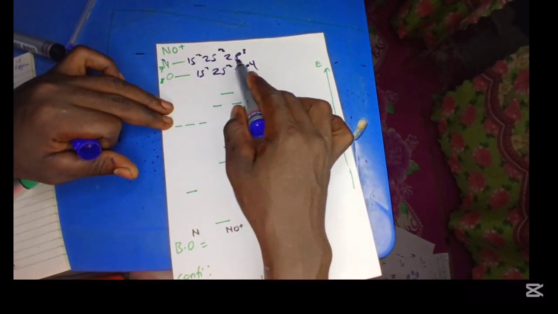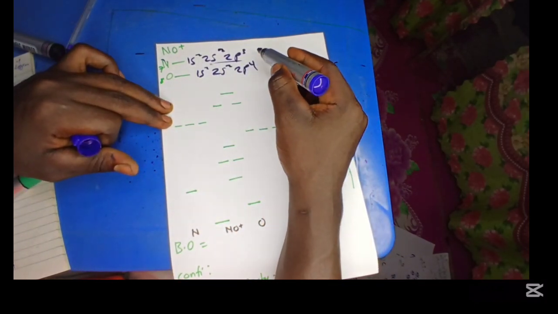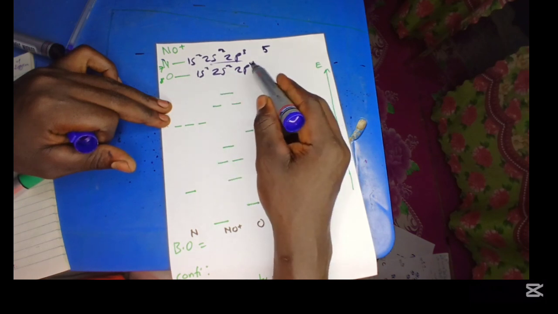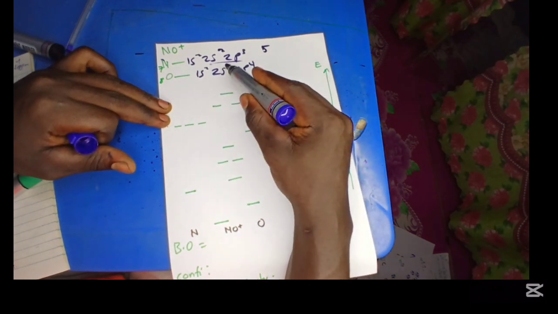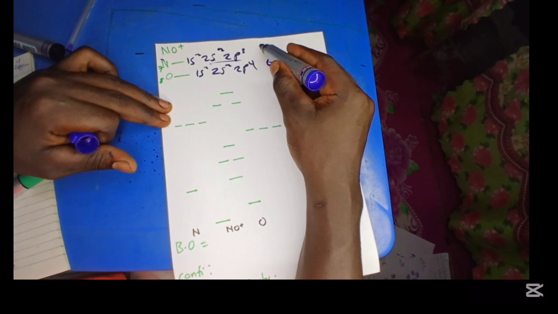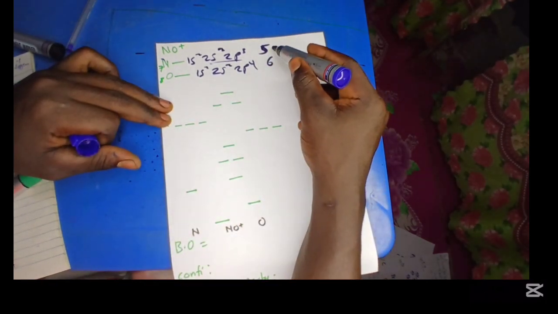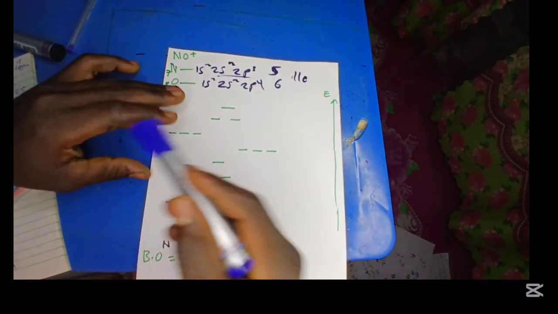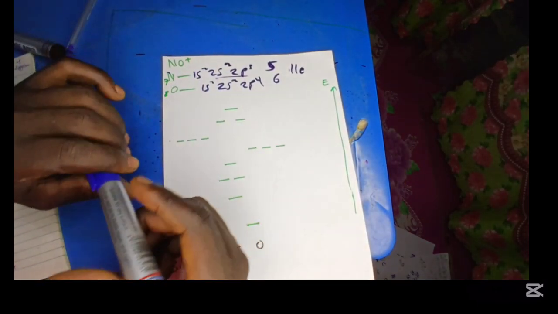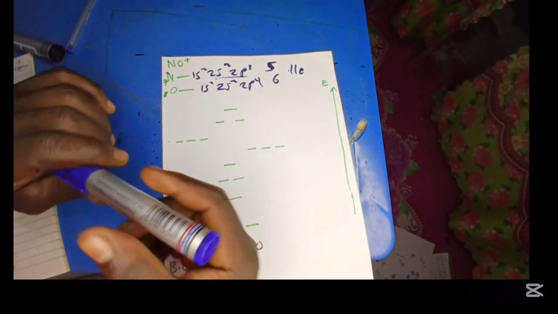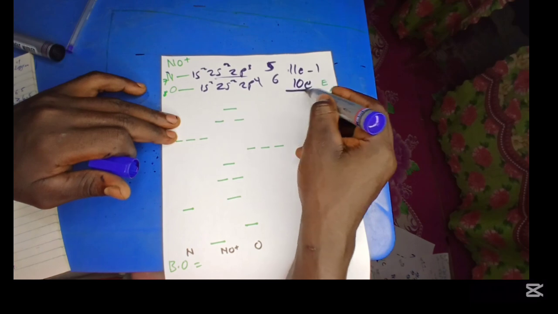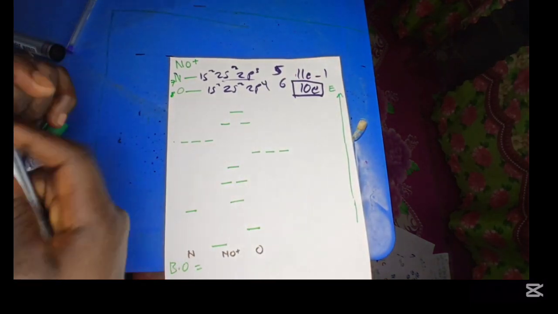So the valence electrons that we have for nitrogen here: 3 plus 2, giving us 5. And for oxygen, we have 4 plus 2, giving us 6 electrons. So 6 plus 5 gives us 11 electrons. Since the molecule has a positive sign, it indicates that it has lost 1 electron. So we deduct 1 electron from it, giving us 10 electrons. This means our total number of electrons remaining now is 10.